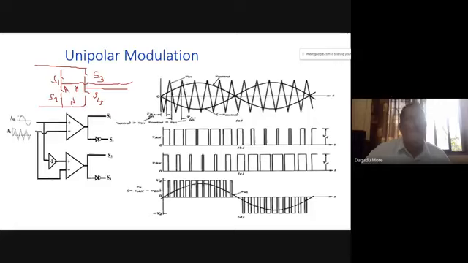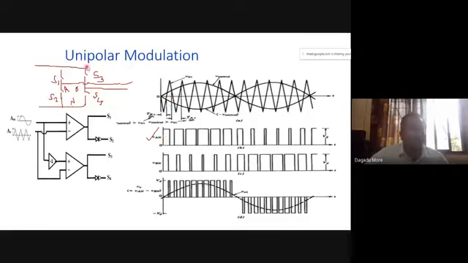So independently we can take the voltage VAN. When S1 is on, VAN will be positive; when S2 is on, VAN will be 0. Whenever the modulating wave is higher than the carrier wave, S1 will be on and VAN will be positive. When the modulating wave is less than the carrier wave, S2 is on. So VAN is a voltage varying between VDC and 0.